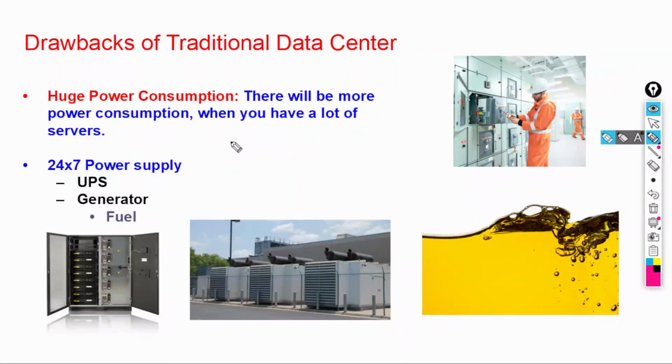And the next drawback is there is a huge power consumption if you have multiple servers in your data center. So there will be more power consumption when you have a lot of servers, and you need to provide 24/7 power supply. In case of power failure, we need to provide the backup as well, power supply backup via UPS and generator, and these generators require fuel. So this is the UPS here, these are the generators, and these generators require fuel.